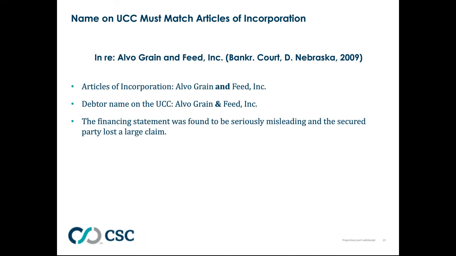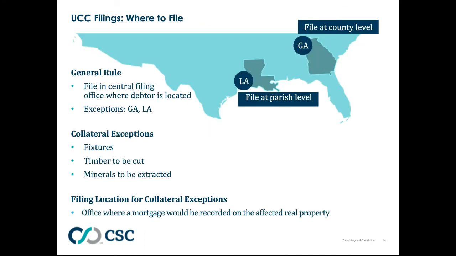So we know what name we're going to file on, but now we need to talk about where we file these things. The general rule of thumb is that you're going to file in the central filing office, usually at like the Secretary of State, where the debtor's located. The exceptions to this will be Georgia and Louisiana because they don't have central filing offices. You file at the local level there.